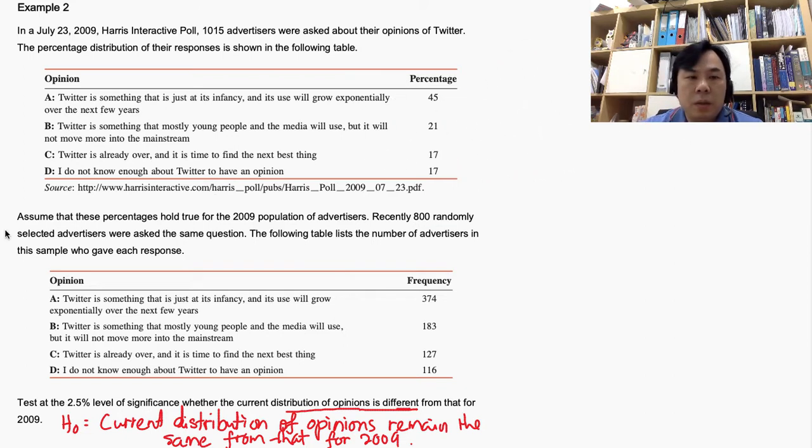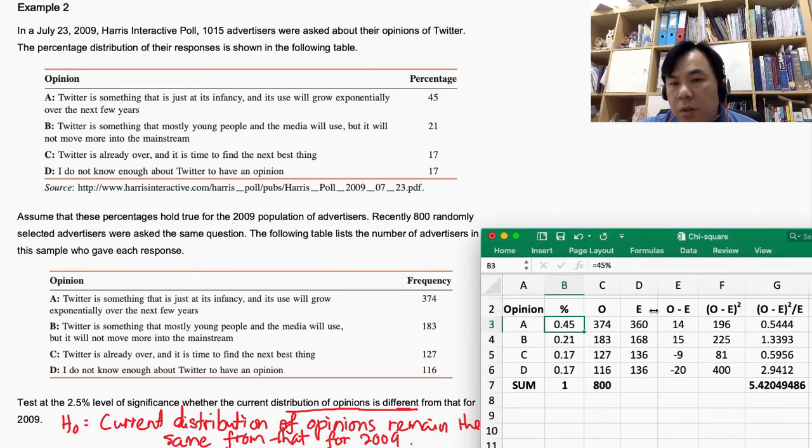All right. Now I'm going to take out my Excel here, so it's easier to refer. Okay, save time here, because this tabulation is a standard routine that we need to carry out. So here we have opinion A, B, C, D. The percentage as laid out according to the interactive poll is 45%, 21%, 17%, and 17% here. Now the observed from the sample, we have already determined here.